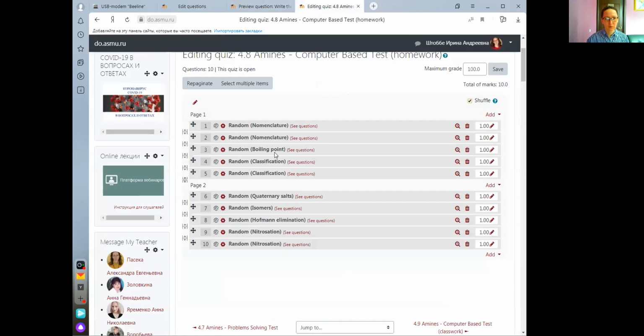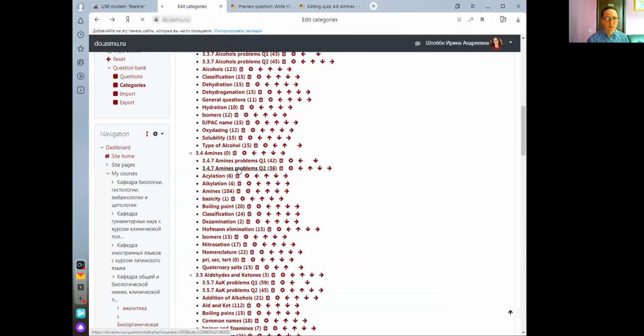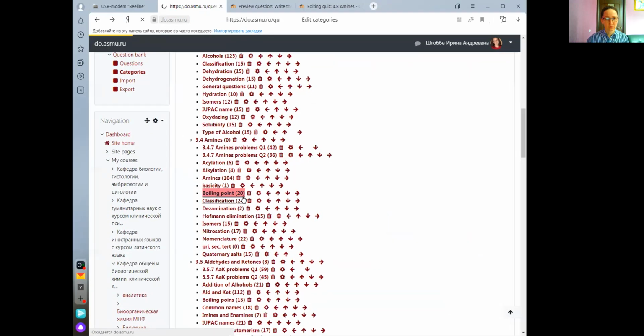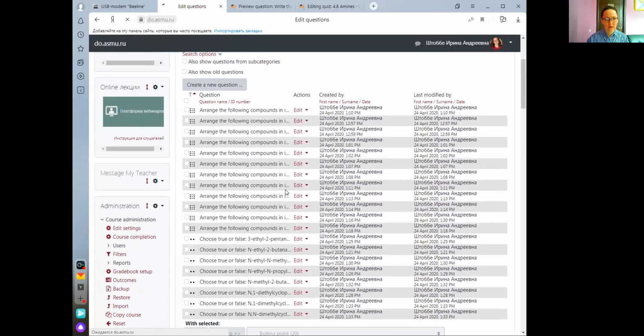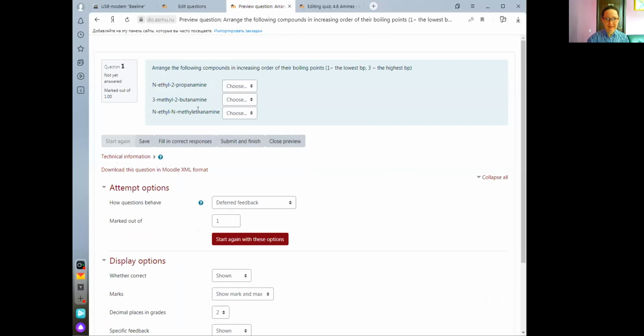one is boiling point type. Boiling point, 20 questions. Here two types, matching and true or false. Let's look at matching. You are given 3 names, and you must arrange these 3 given amines in order of increasing their boiling point. The highest boiling point, it will be number 3, the lowest number 1, and 2 in the middle.